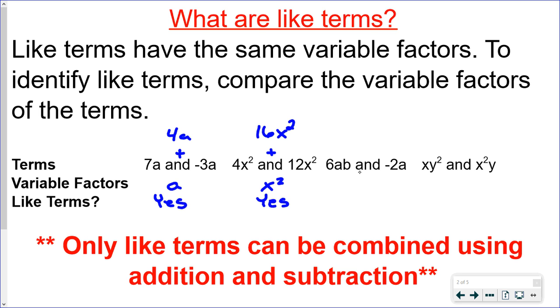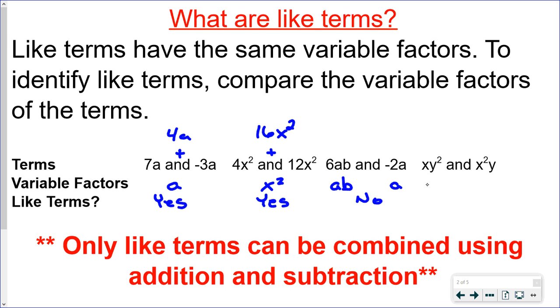All right, let's look at the next one. The first term has variable factors of a times b, or ab. The second one, the variable factor, is just a. So these are not like terms. They have to have the exact same variable factors. So I would not be able to add or subtract these.